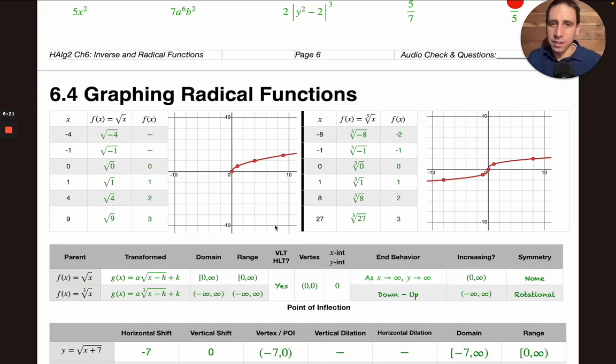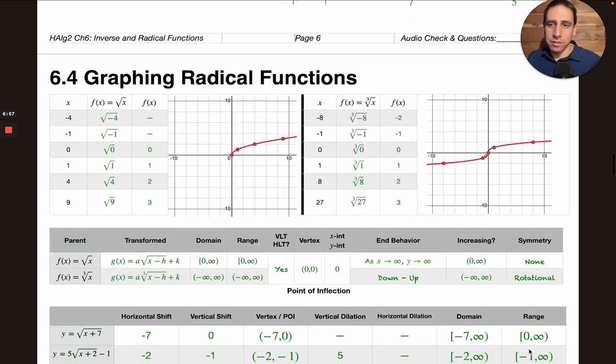So that means the old vertex would be at 0, 0, but the new vertex would be shifted over 7. It would be at -7, 0. This is the location on the graph. There's no vertical dilation, no horizontal dilation. And so the new domain would be -7, infinity. The lowest x value you could have here is 0, but because of this shift, you have a new lowest x value, which would be -7. The vertex shifts over -7, and so you could say the domain here is -7, infinity. The range is unaffected because it's just a horizontal shift.